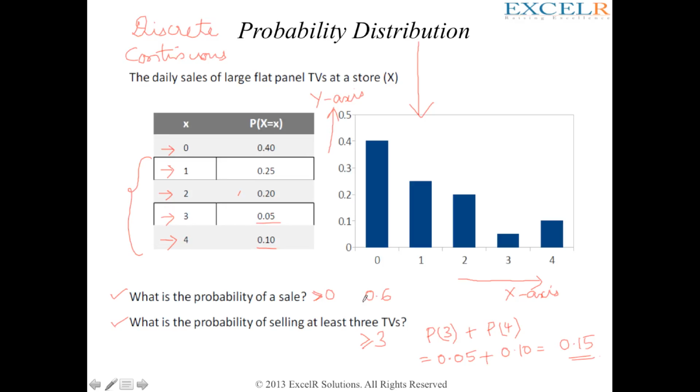So now I'm assuming that you're clear about how to calculate probability given an event. You know how to represent a bar plot with the probability of an event occurring on the y-axis and an event occurring on the x-axis. Right? If you represent in this way, it's called as probability distribution.